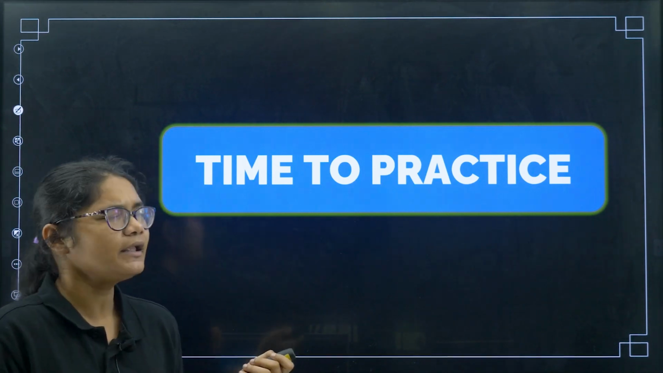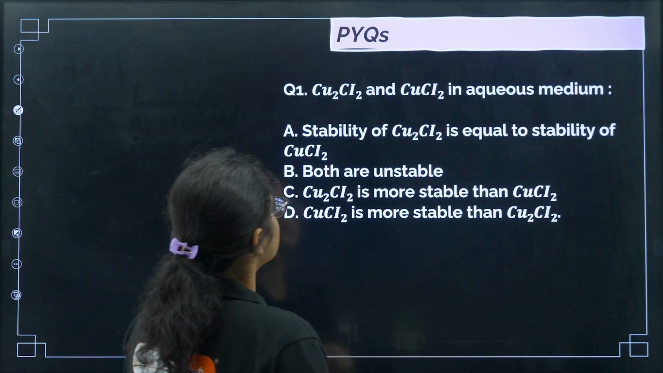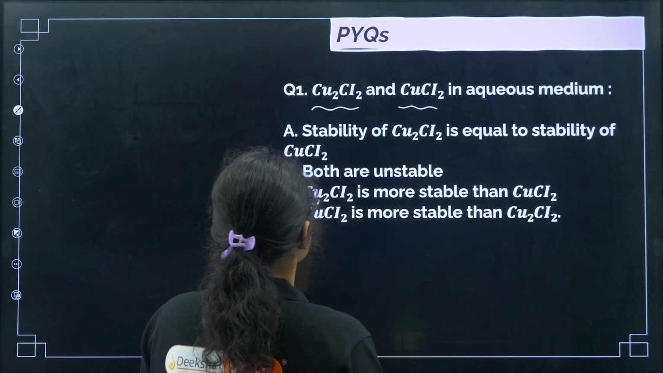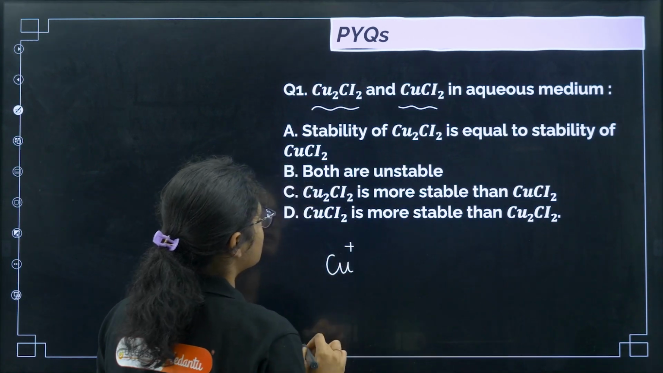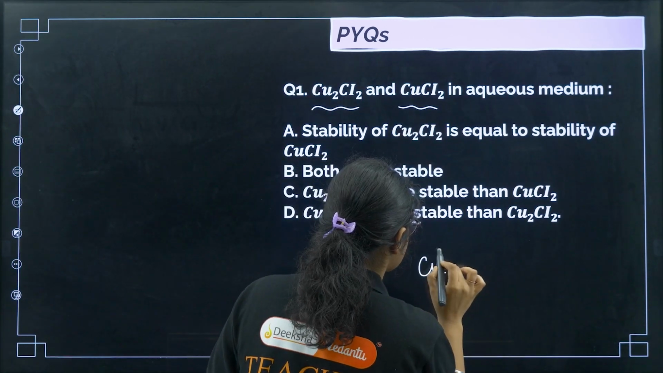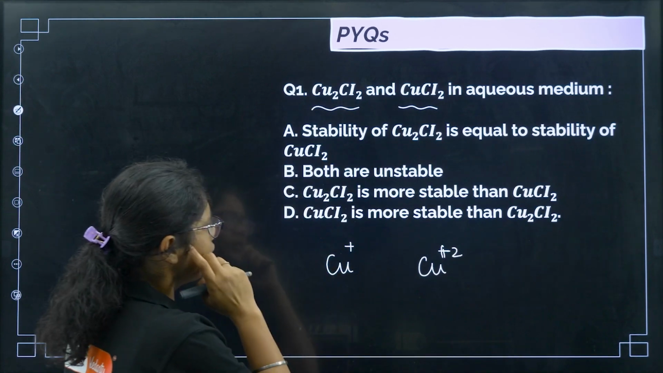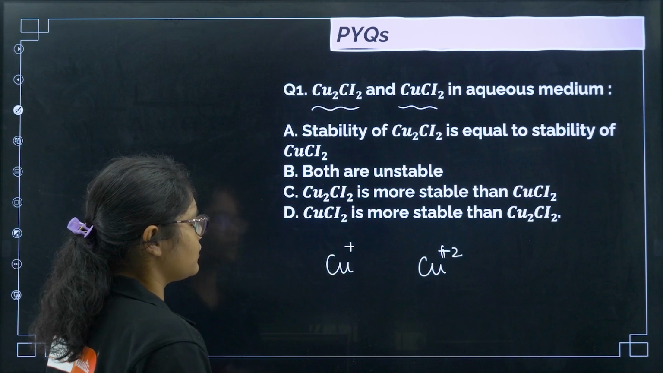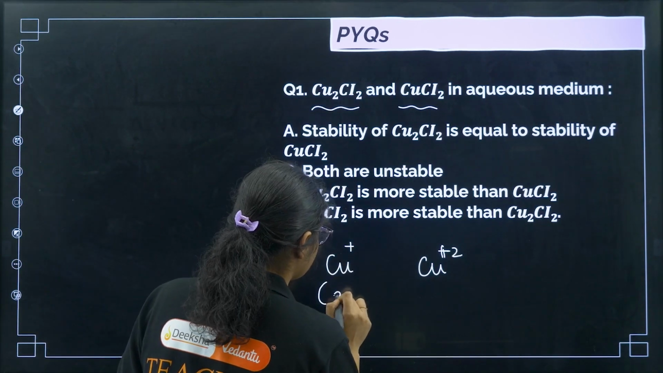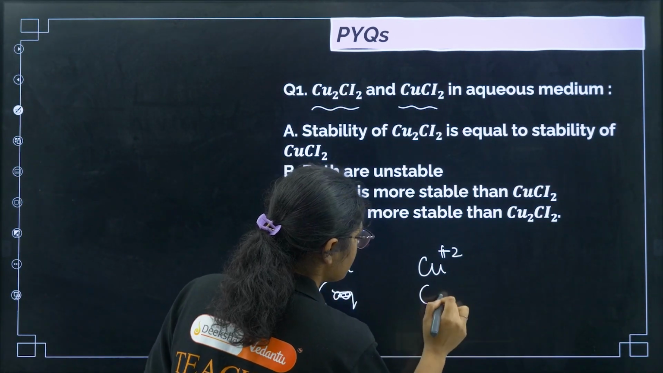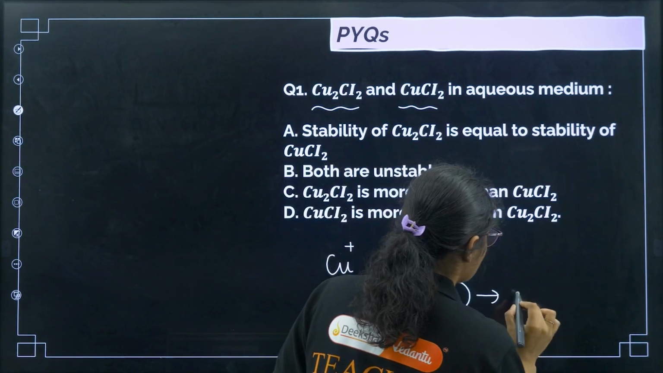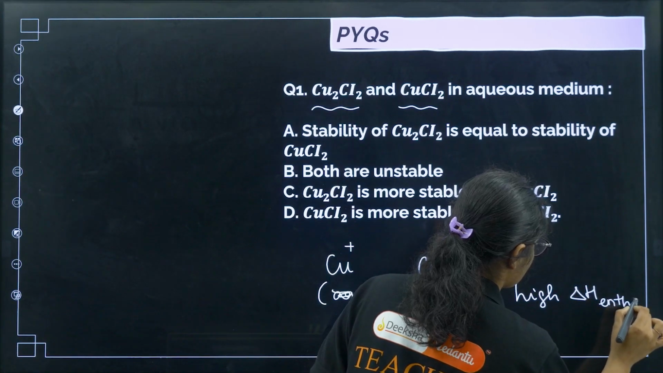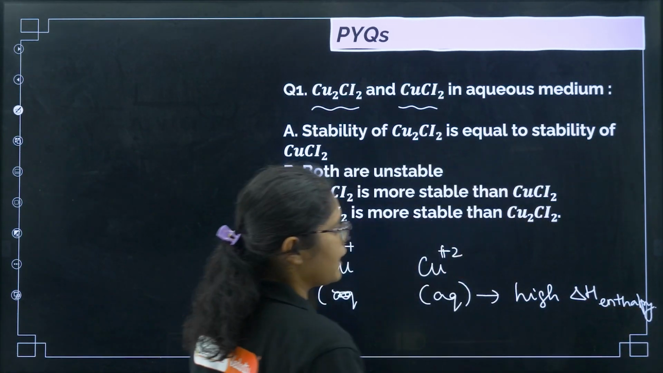Okay, important questions have been asked in the previous section. So we have Cu2Cl2 and CuCl2 in the aqueous medium. If you see, Cu2Cl2 means copper is in the +1 oxidation state here, and CuCl2 means copper is in the +2 oxidation state, right? This one we have discussed in the previous class, the oxidation state. What I told you is that Cu2 plus is more stable in the aqueous medium due to high hydration enthalpy, right? Due to high hydration enthalpy.